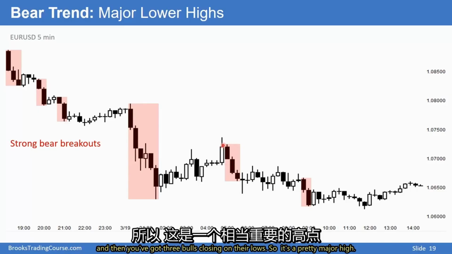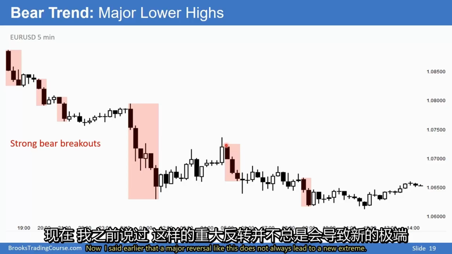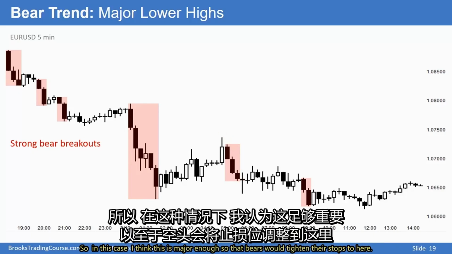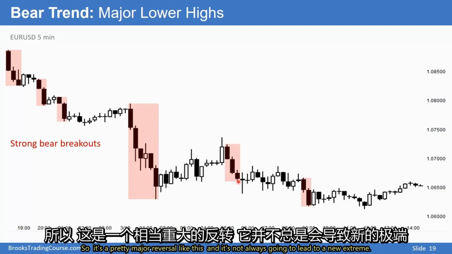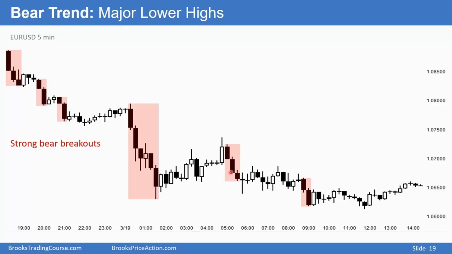Now, is this a major lower high? Well, it probably is. You got 3 bear bars closing on their lows, 2 of them pretty decent size. So at this point, a lot of bears will put their stop above this high. Now, I said earlier that a major reversal like this does not always lead to a new extreme. So in this case, I think this is major enough so that bears would tighten their stops to here. They would move the stop from here to here after they see that third bear bar.